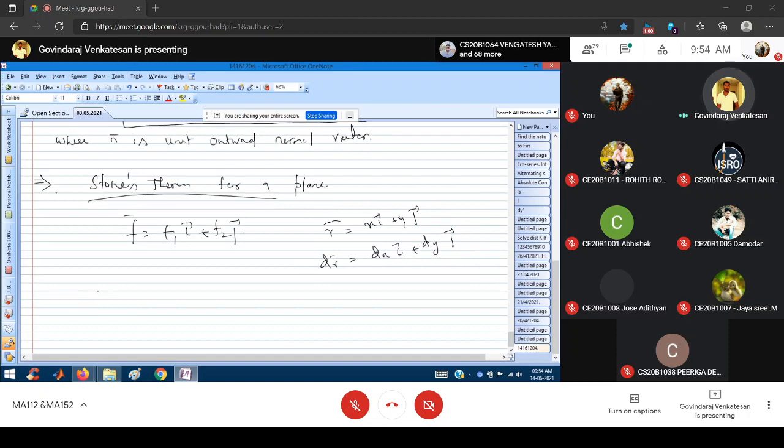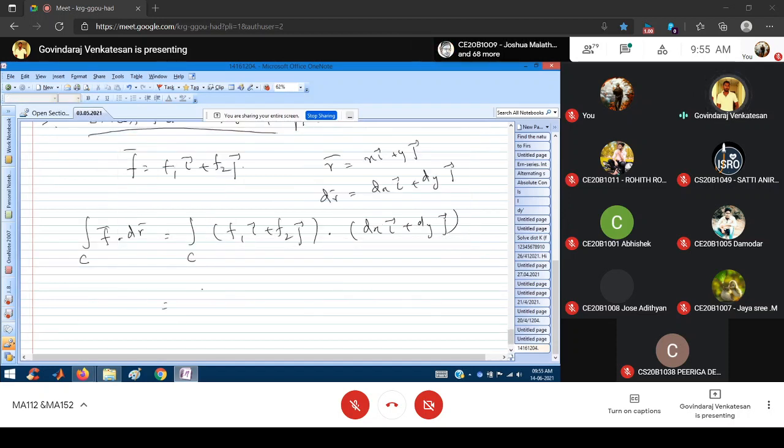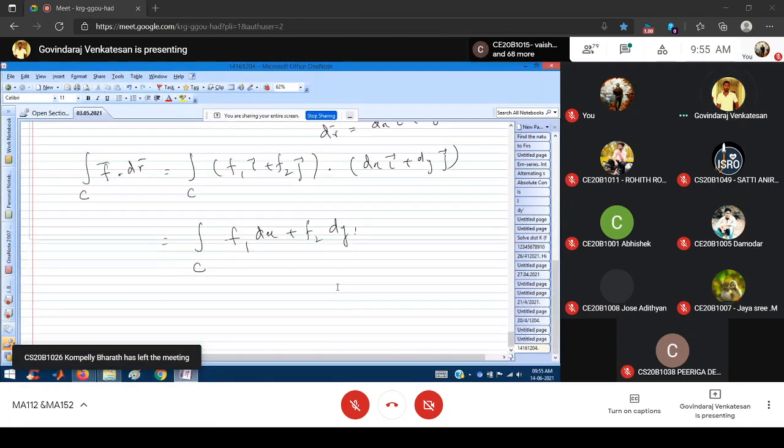What is Stokes theorem? It says that the integral over C of f vector dot dr vector. Over C, my f vector is f1 i vector plus f2 j vector, dot product with dx i vector plus dy j vector. Making the dot product, the integral over C of f1 dx plus f2 dy. So this is the left hand side value of the Stokes theorem in a plane. Okay.